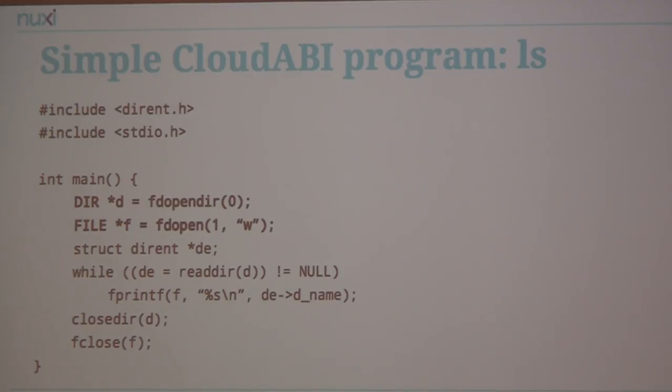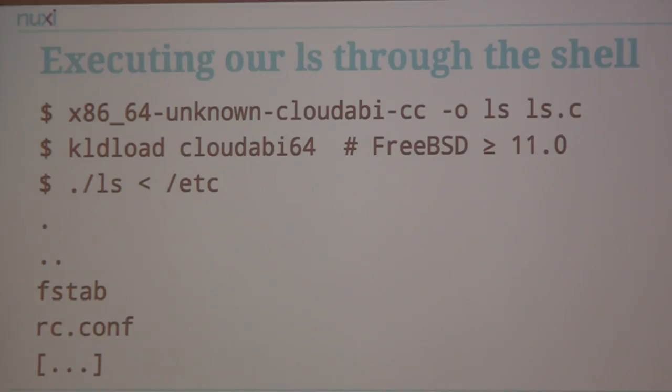So running it is actually quite simple. First of all, we compile it using the cross-compiler that we installed in our previous step. Then we load up a kernel module to make it possible to run CloudABI programs.